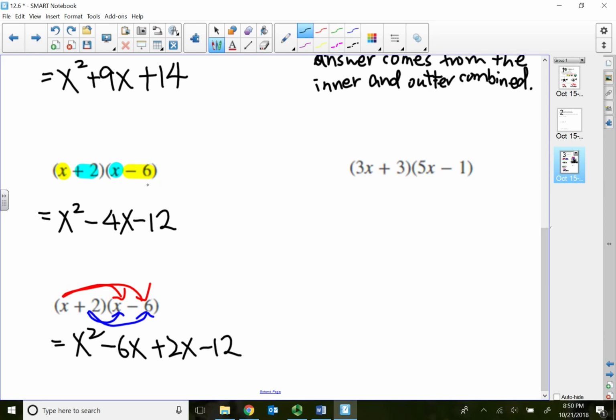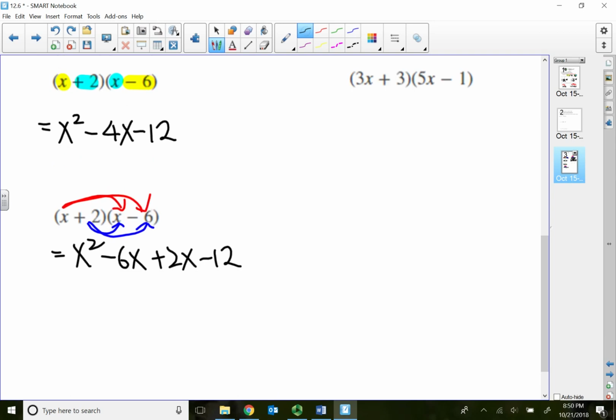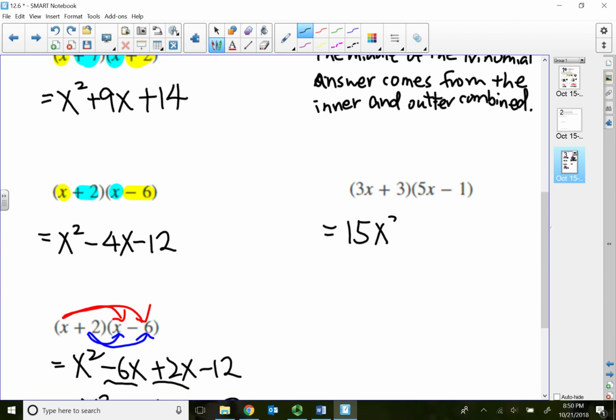So from time to time, I will show you how to do this just by looking at it. But if you must write them all out, please do so. So the two like terms I can combine are the -6x plus the 2x. So my answer is x squared minus 4x minus 12. All right. So let's try the last one here on the right. First thing I do is 3x times 5x. 3x times 5x, 15x squared, right? 3 times 5 is 15, x times x is x squared. The last thing I do is positive 3 times -1, which is -3.